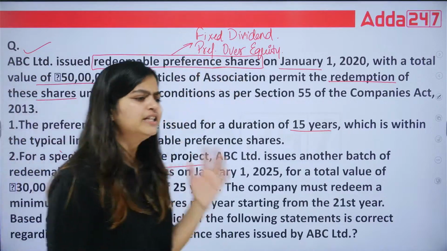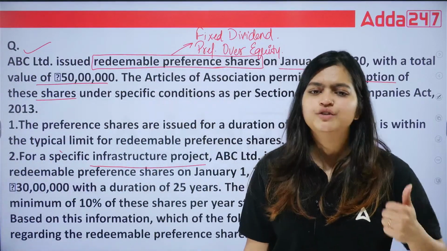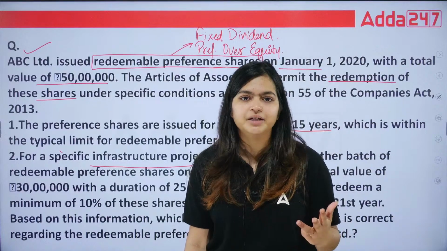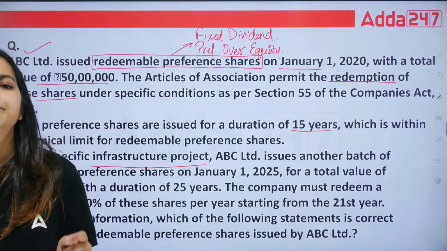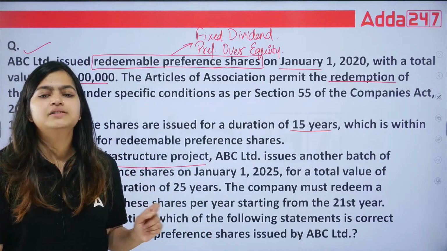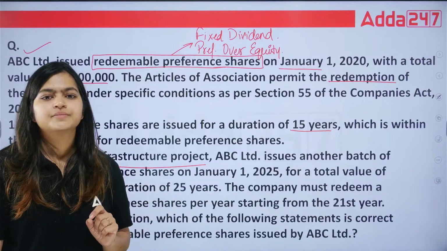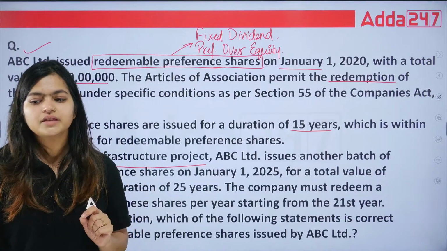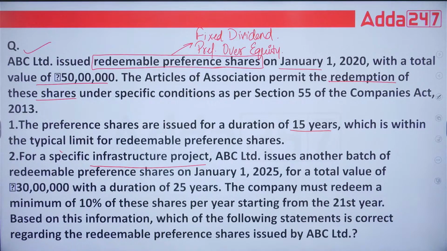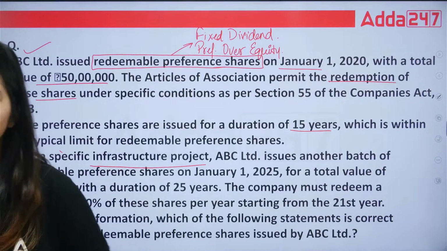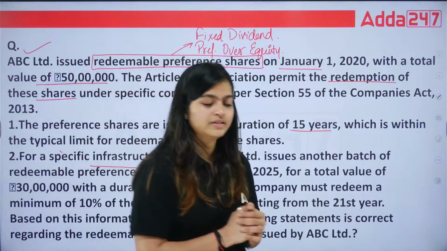Now there are different types of preference shares. Cumulative, non-cumulative, redeemable, irredeemable. Correct? Now my question to you all is, which type of preference shares are not allowed to be issued in India? Do you know that answer? Which type of preference shares you cannot issue in India? Tell me.